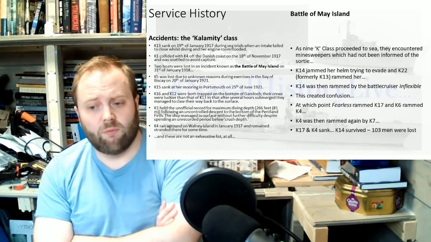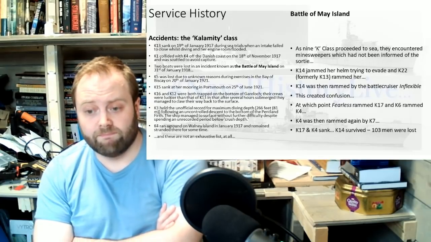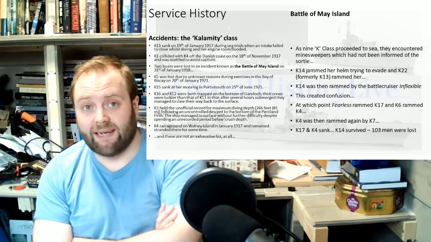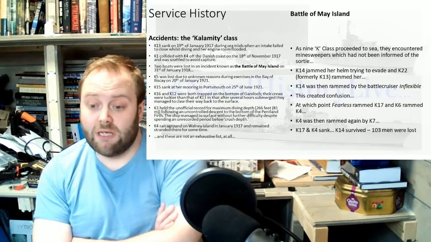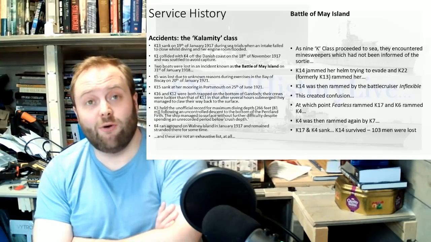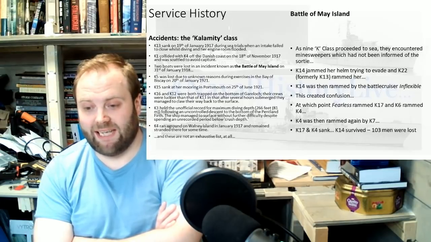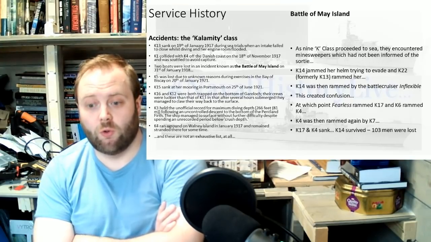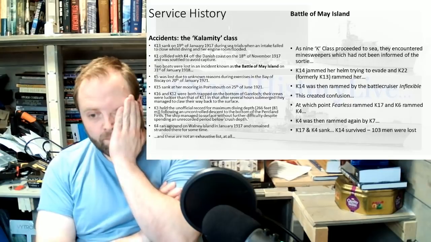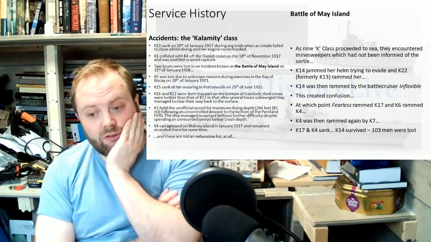K16 and K12 were both trapped on the bottom of the Gerlach, but they managed to do better than K13 and got off the bottom and got to safety. K3 held an unofficial record and an undesired record for maximum diving depth, because the sub was so heavy it went too low. K4 ran aground on Walney Island in January 1917.